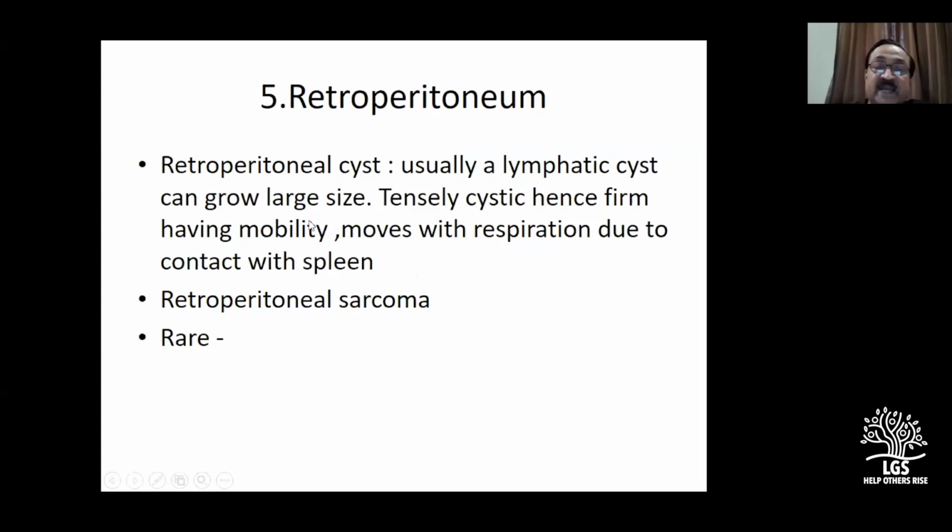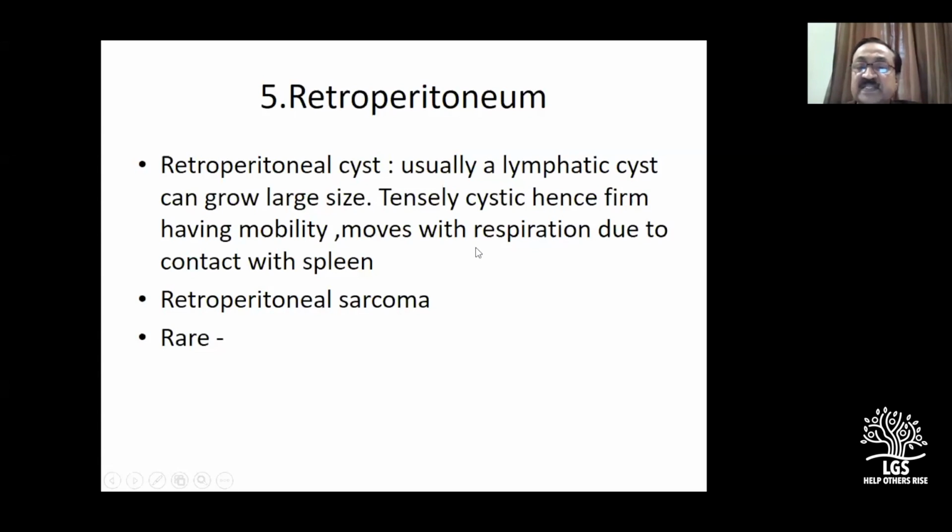By the time they come with a fairly big size, all the tensely cystic masses will feel firm. They will have some amount of mobility. They move with the respiration because of the contact with the spleen. So a young patient, smooth and round, think of a retroperitoneal cyst.